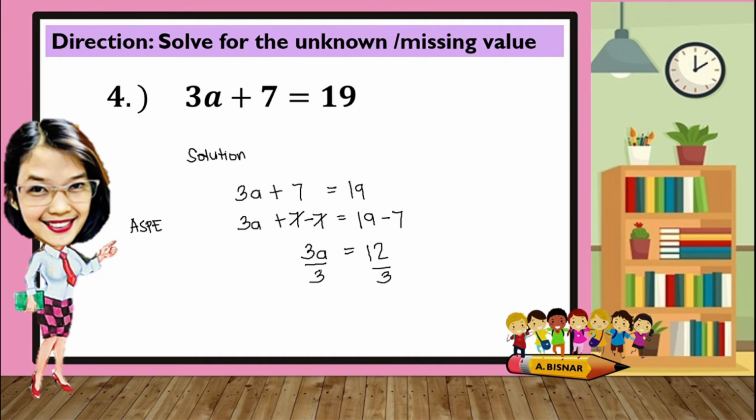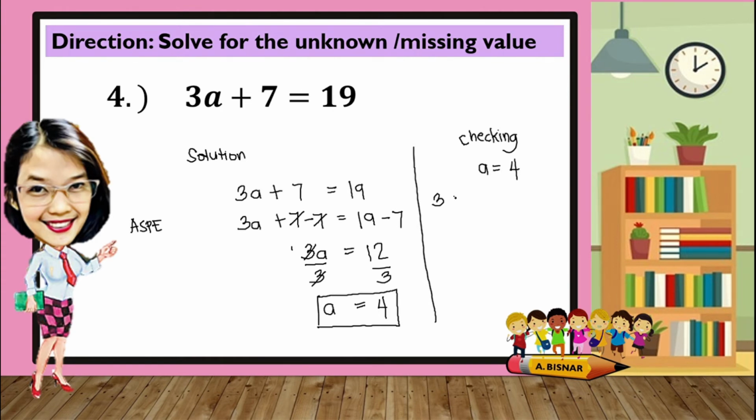3 divided by 3 is 1, and 1 times A is A. 12 divided by 3 is 4. Therefore, the value of A is 4. So again, let's check if the answer is correct, and in checking, you have to substitute the value that you get.